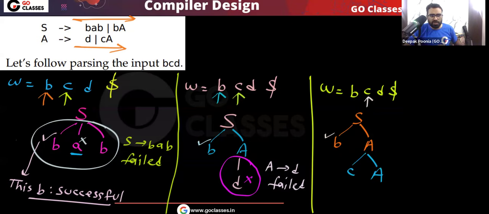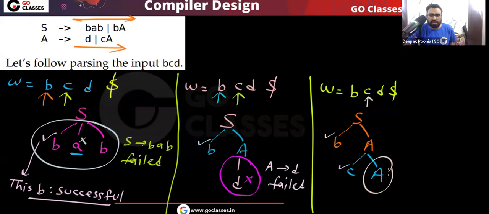Very simple. Now you can see this C, is it matching the current input symbol? Yes, they are matching. C and C, they are matching. So just put a small tick mark that we got a small local success. Very good.